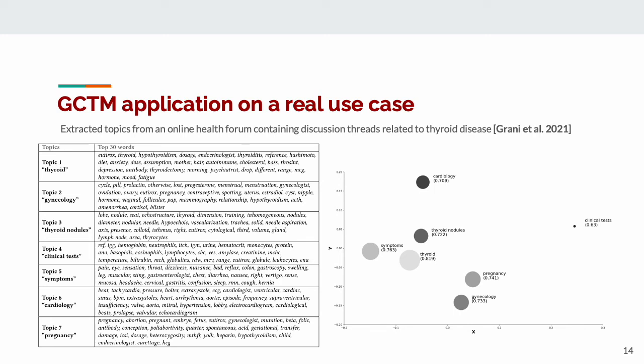So we can conclude the results part by showing an application of GCTM to a real use case. To be specific, we collected discussion threads associated with thyroid disease from an online health forum, and we extracted topics with GCTM. In the table on the left, you can see the top cluster words, while on the chart on the right, you can see the collocation on a two-dimensional space of all the extracted topics.